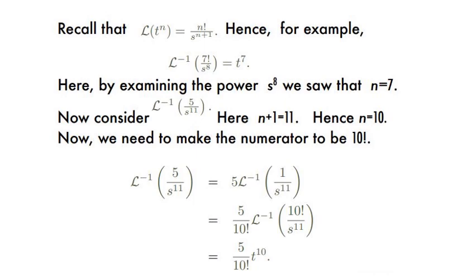Now consider another example. L inverse of 5 by s raised to 11. Now s raised to 11 means n plus 1 is 11, so the n value is 10. In the numerator we should have 10 factorial, but 10 factorial is missing there. So we can write 5 into Laplace inverse of 1 by s raised to 11. We need 10 factorial in the numerator, so multiply by 10 factorial in the numerator and divide by 10 factorial. So you will get 5 by 10 factorial, Laplace inverse of 10 factorial by s raised to 11, and that is t raised to 10.